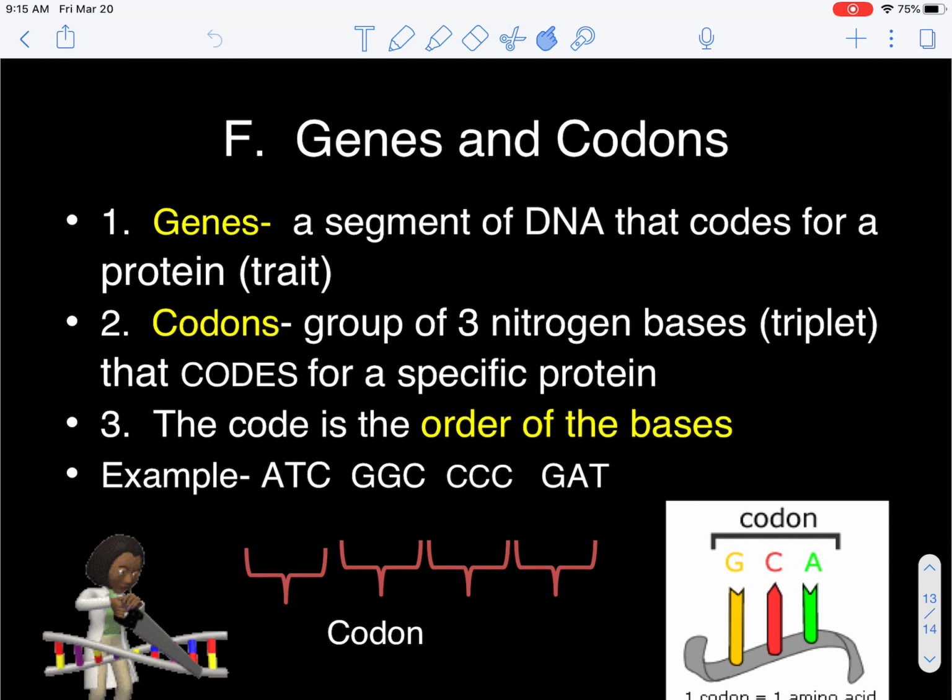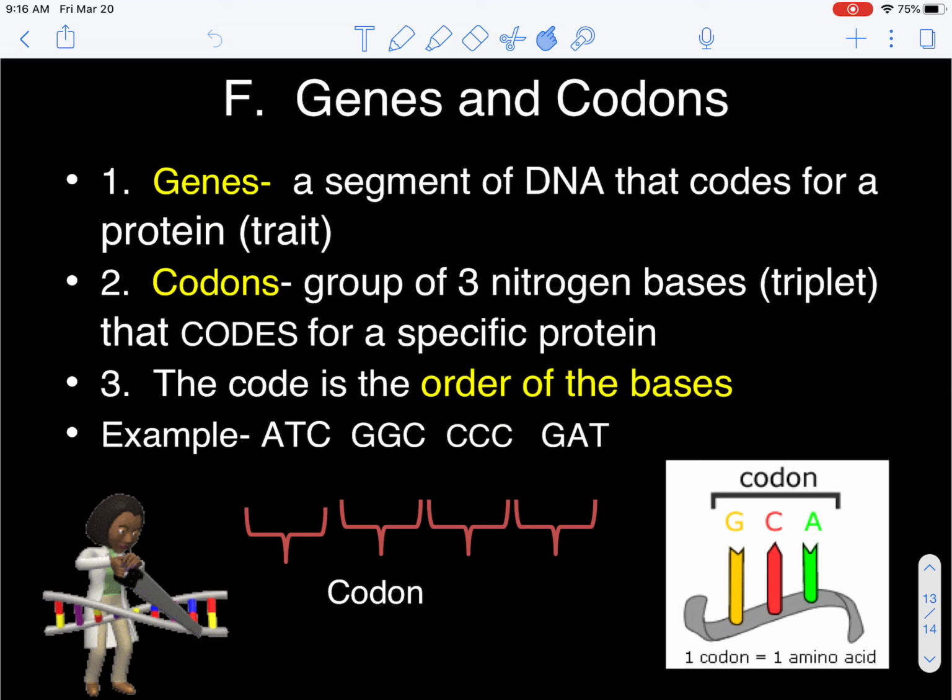So genes and codons. Well, genes are a segment of DNA that codes for a protein or a trait. And codons are a group of 3 nitrogen bases that code for a specific protein. We call them triplets. And the code is the order of bases. So for example, you see here ATC, that's a group of 3, that's a codon. GGC, that's a group of 3, that's a codon. CCC, that's a group of 3, that's a codon. GAT is a group of 3, that's a codon.